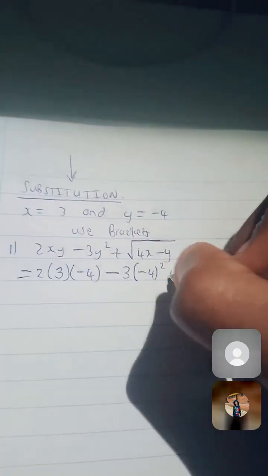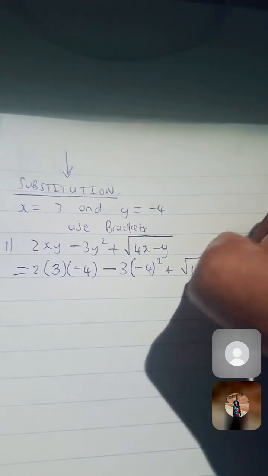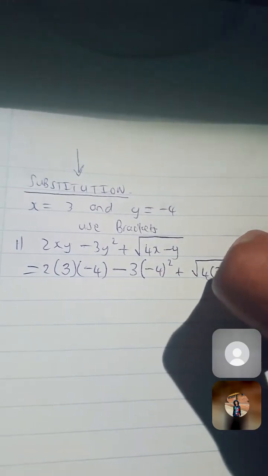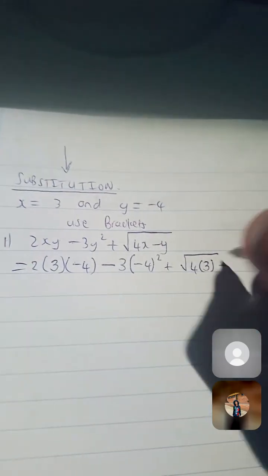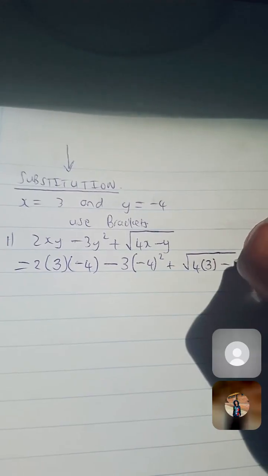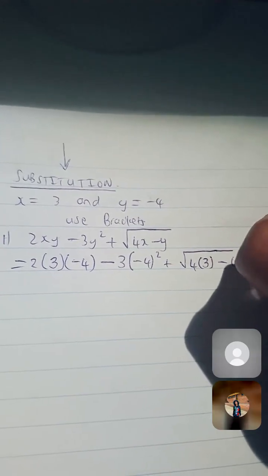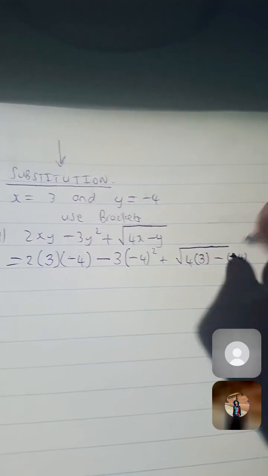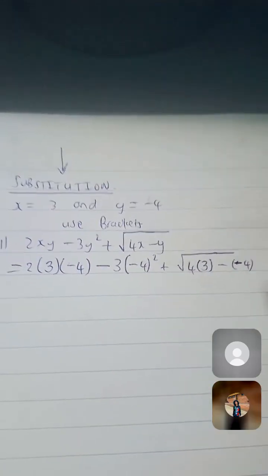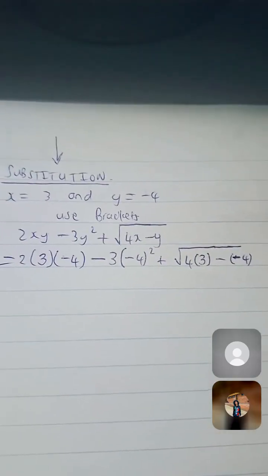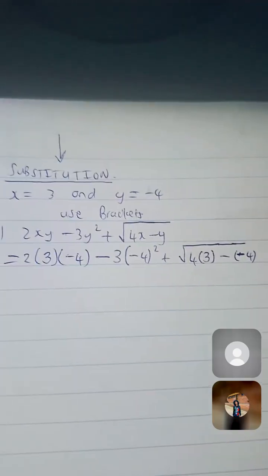Minus 4. And then plus square root in the place of x, 3. And then minus in the place of y, minus 4. Exactly. And you see, everywhere I'm substituting, what am I using? I am using brackets.